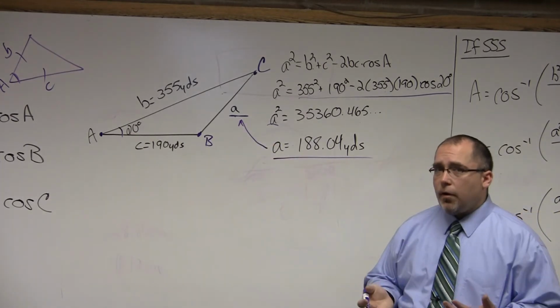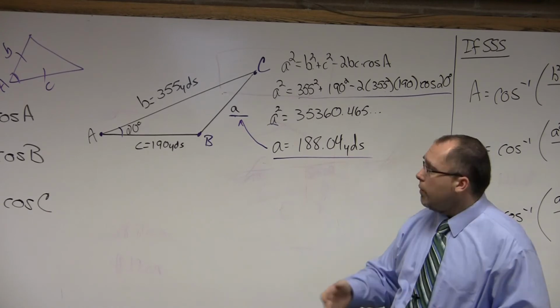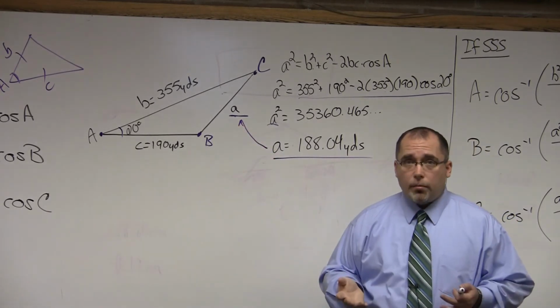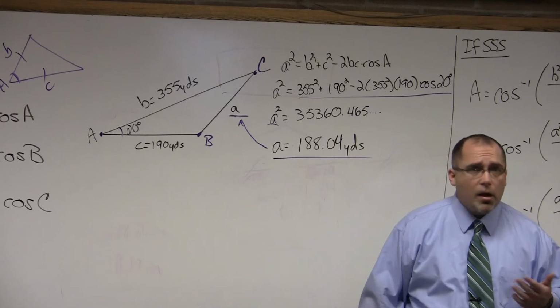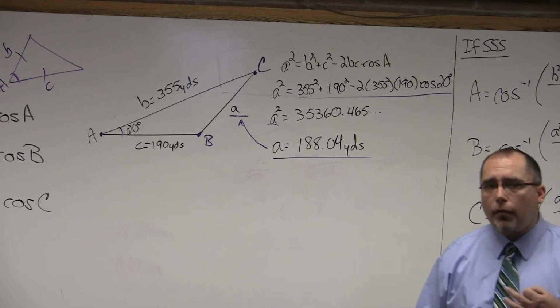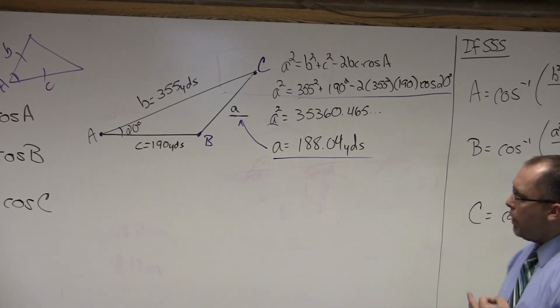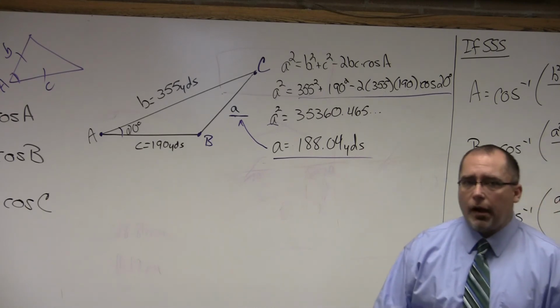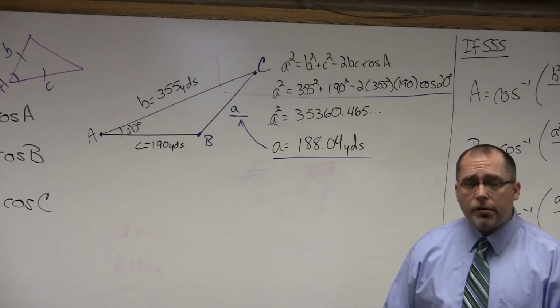And notice I didn't ask for angles B and C. All I asked for in the problem was side A. So as far as this problem is concerned, and any others with word problems, you don't necessarily have to solve the entire triangle. But in this case, we just had to solve for one side, and that's how I use the law of cosines to solve for a side.